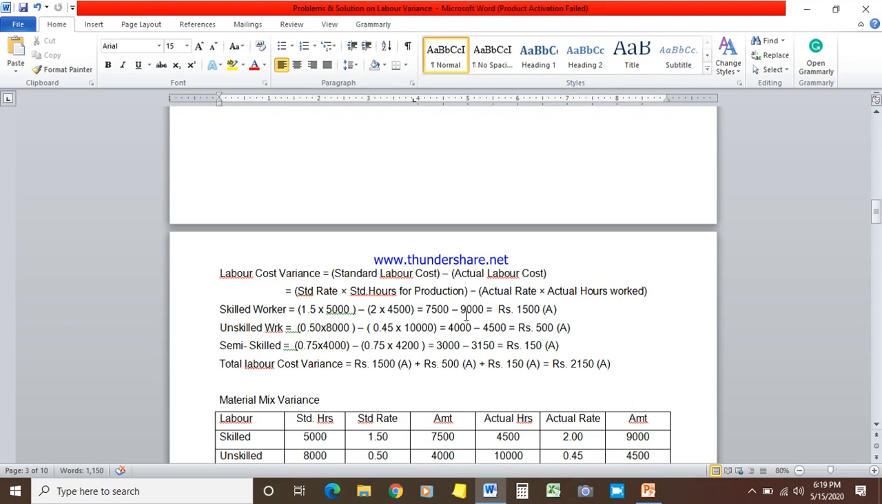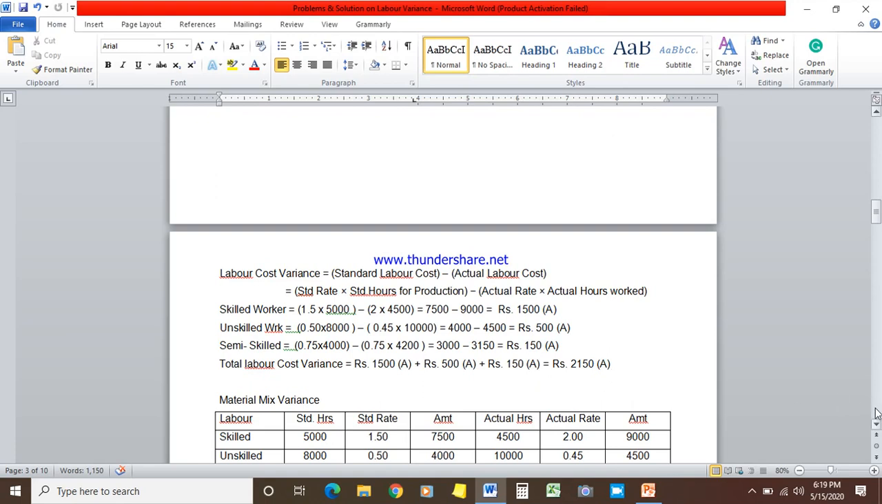So in case of skilled workers, there is an adverse variance. Similarly when you calculate for the other groups of employees, in case of unskilled workers, again we have an adverse variance, and for semi-skilled workers also we have an adverse variance. So in all, the total labor cost variance for all the three categories of employees, if you calculate, comes to 2150 as an adverse variance.